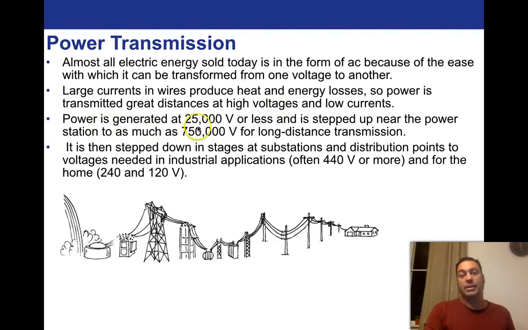Power is generated at 25,000 volts or less and is stepped up near the power station to as much as, wow, check this out, 750,000 volts for long distance transmission. That is a huge step up. It is then stepped down in stages at substations and distribution points to the voltages needed in industrial applications, often 440 volts or more, and for the home, 240 and 120.